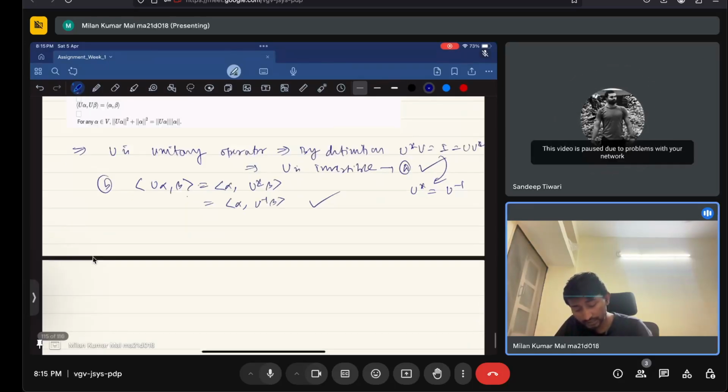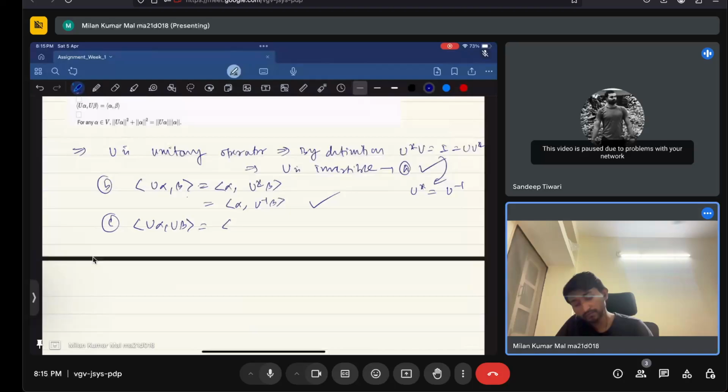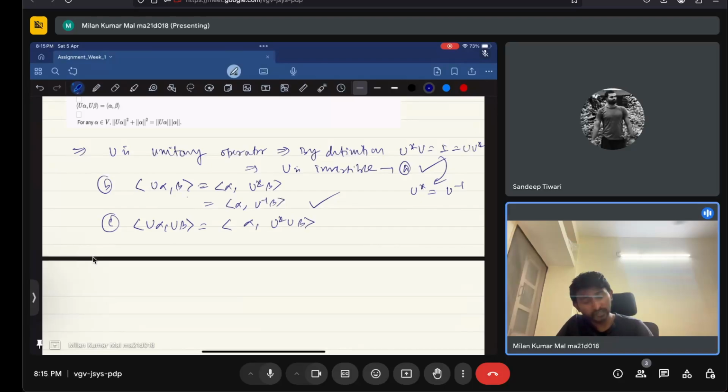The third option is also correct, because u alpha, u beta is equal to alpha, beta. That is the definition of it being inner product preserving, the definition of a unitary actually. Because u star u is identity, this is equal to alpha, beta. So therefore this is also correct. What is the last option? That is not necessarily true.